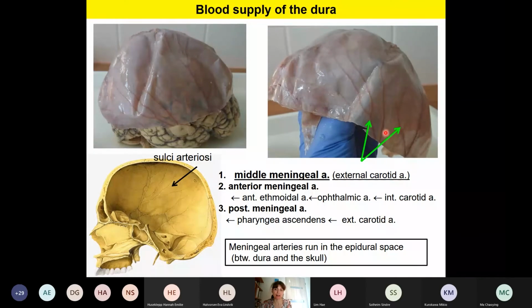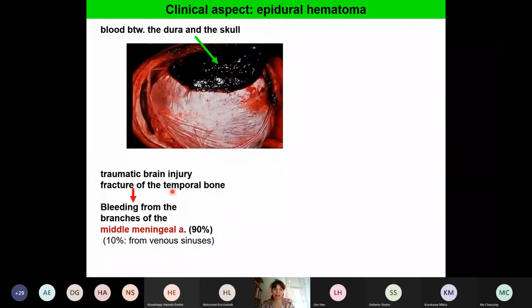So the meninges are mainly supplied by the external carotid artery. And if you remember the skull, we can see these sulci arteriosi on the inner surface of the calvaria, which actually are formed by the branches of the meningeal arteries. And clinically, we can mention here the epidural hematoma.